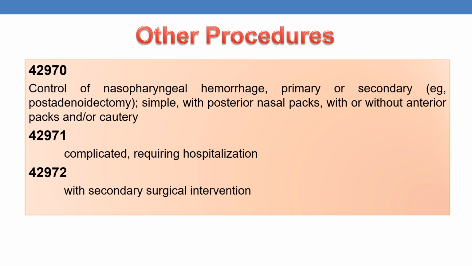Next is 42970. It deals with control of nasopharyngeal hemorrhage, primary or secondary. For example, post-adenoidectomy, simple, with posterior nasal packs, with or without anterior packs and or quadri. The next is 42971. It deals with control of nasopharyngeal hemorrhage, primary or secondary, complicated, requiring hospitalization. The next is 42972. It deals with control of nasopharyngeal hemorrhage, primary or secondary, with the secondary surgical intervention.